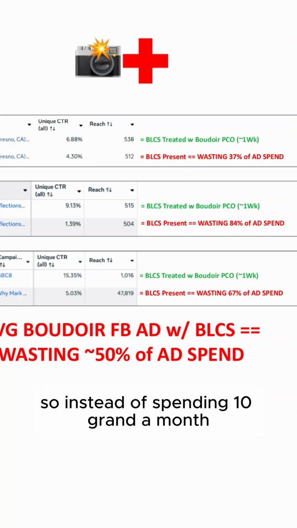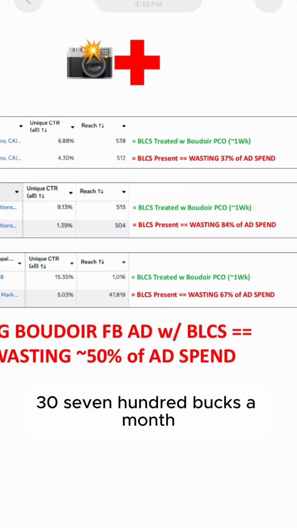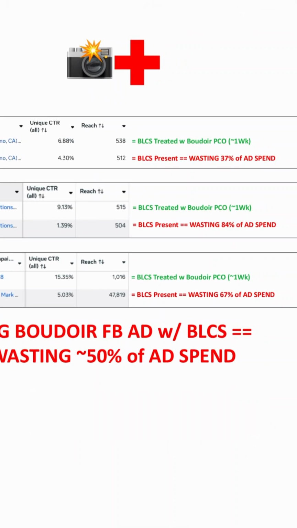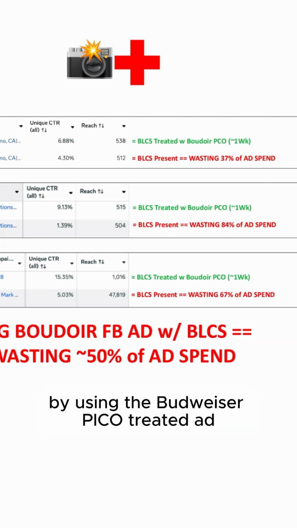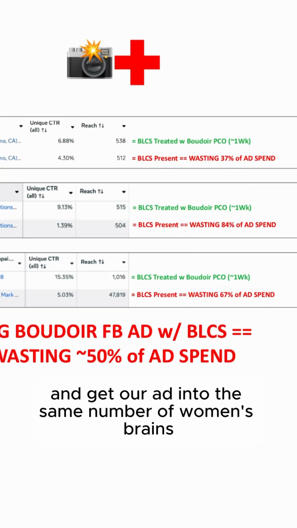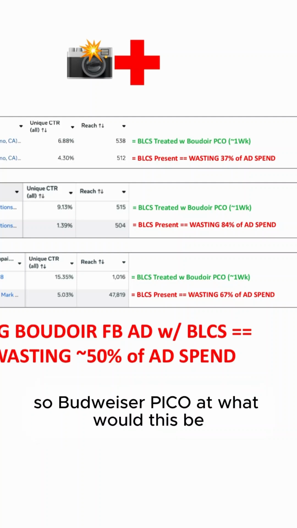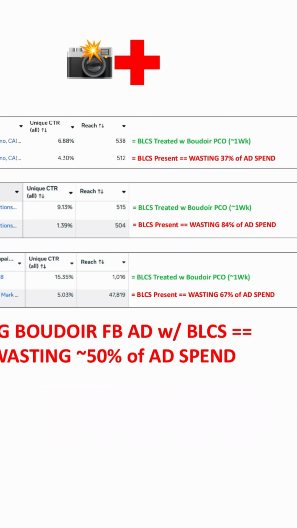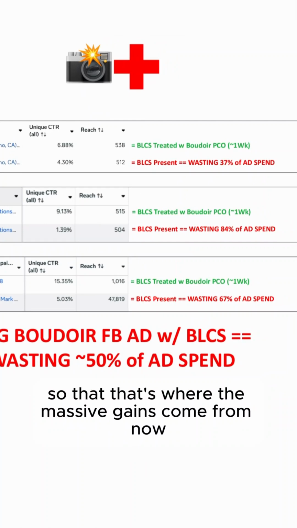So instead of spending 10 grand a month on their Boudoir Facebook ads, $3,700 a month, every single month, was being wasted. So what we can do is eliminate that waste by using the Boudoir Pico treated ad and spend the difference instead, and get our ad into the same number of women's brains as the original at 10 grand a month. So Boudoir Pico at, what would this be, $6,300 a month, will get into the same number of women's brains as the original at 10 grand a month. So that's where the massive gains come from.